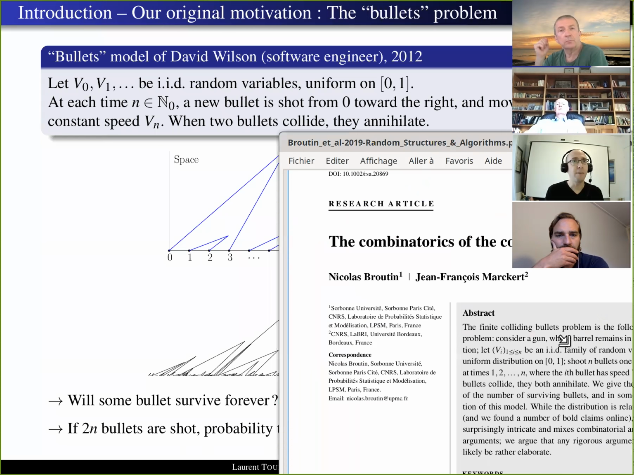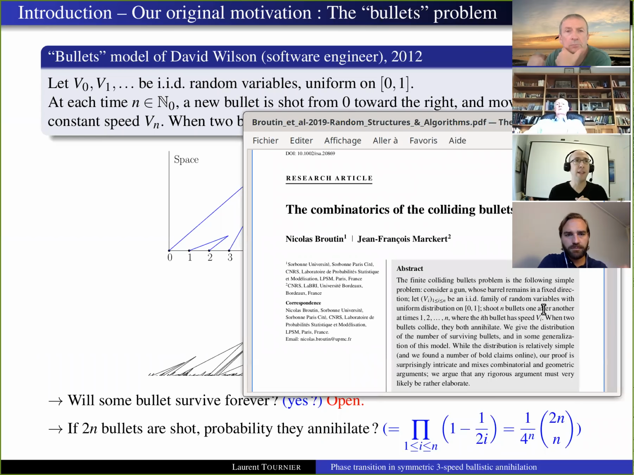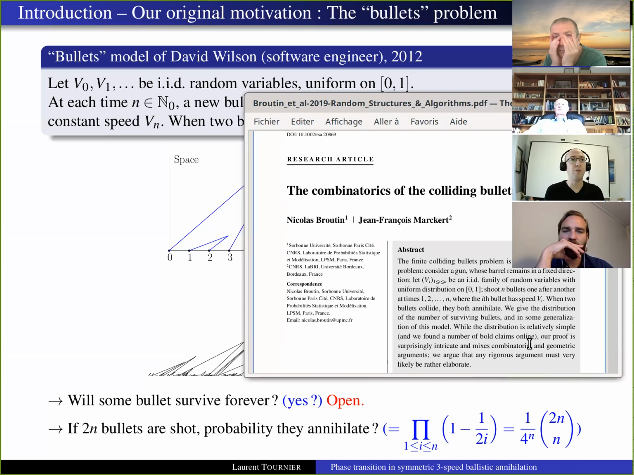And this result still was proved. It's proved, in fact, in this paper, I can show it here. It's been proved by Brutin and Marquer. And the proof is surprisingly, like they say in the abstract, surprisingly intricate and mixes combinatorial and geometric arguments. It's really a proof that works by small deformation of the process, so that it boils down to something that you can compute by induction. But there is really no direct argument. In fact, this paper furthermore gives the whole distribution of the number of surviving bullets, which is also explicit.